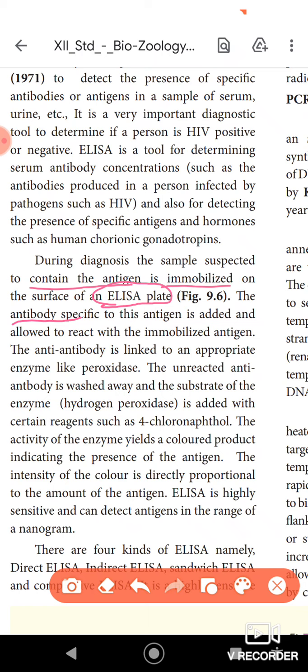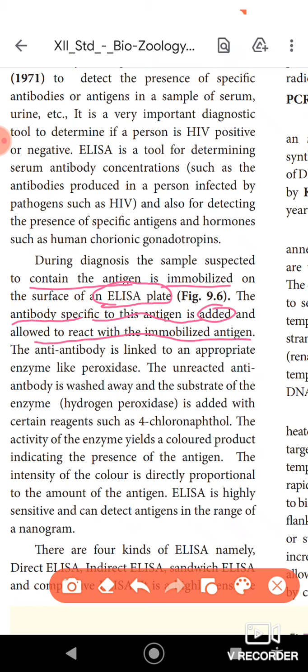So now, if it is typhoid, then we will have some antibodies against that bacteria. That antibody will be added with the antigen. The next step what they are doing, the antibodies specific to this antigens are added. This is a second step. Okay, and allowed to react with the immobilized antigen. And the antibody, what does it do, it is allowed to react with the immobilized antigen.